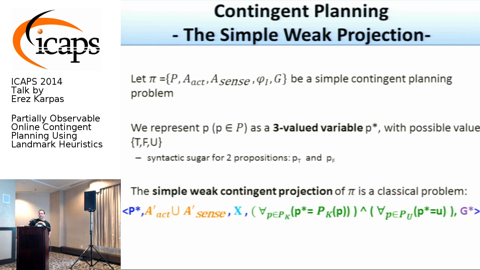Now, moving on to contingent planning, we have something called the simple weak projection. And now we need to basically take each of our propositions and define a three-valued variable. Which is just syntactic sugar for two propositions: P is known to be true and P is known to be false. Okay, so P might be known to be true, might be known to be false, and might be unknown. So we can take a contingent planning problem and create this mess of a thing. I'll go over these in a second. So what I want to show here is the initial state, which is basically what we know we put in the initial state, the value we know, and what's unknown we just initialize to unknown.